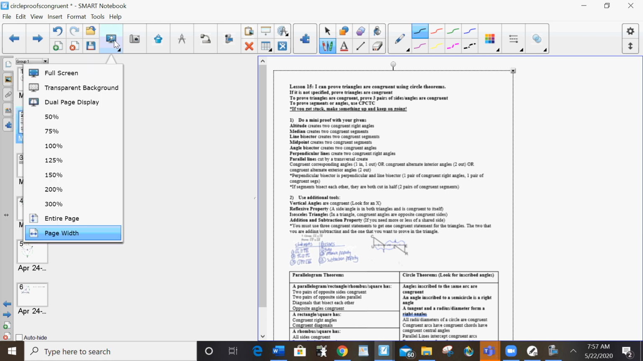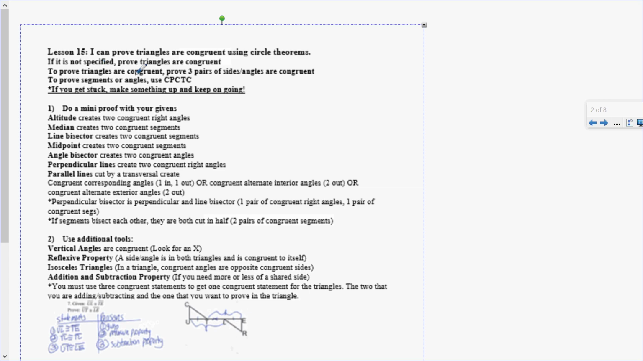Let's make it a little bit bigger. If it's not specified, we're always proving triangles are congruent. To prove triangles are congruent, we're proving three things congruent. If you're asked to prove segments or angles, we use CPCTC after the three pairs of things congruent. And if you get stuck, make something up and keep on going. So to get your three things, you do a mini proof with your givens: altitude, median, line bisector, midpoint, angle bisector, perpendicular. And then we have our parallel. That's where we make our dots.